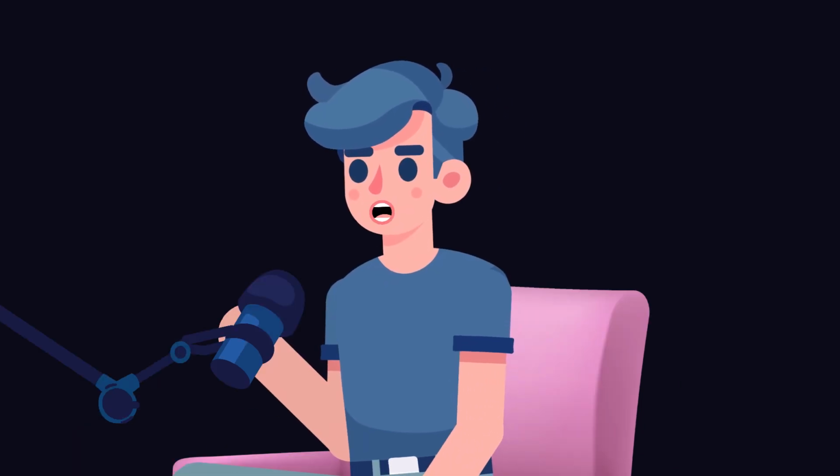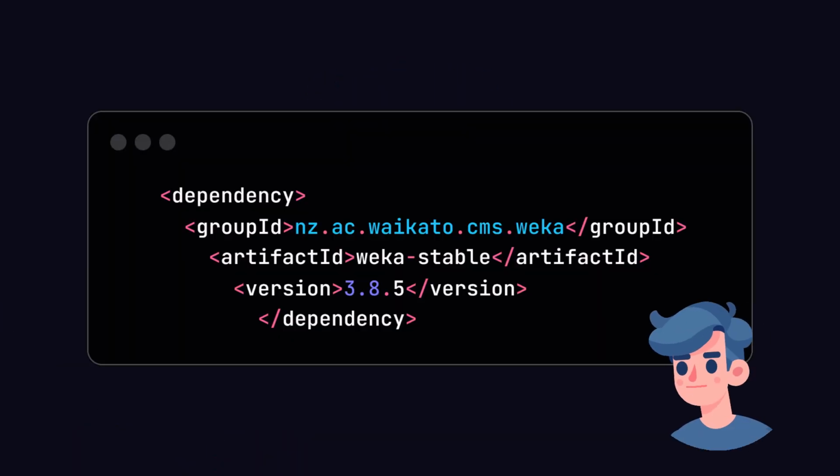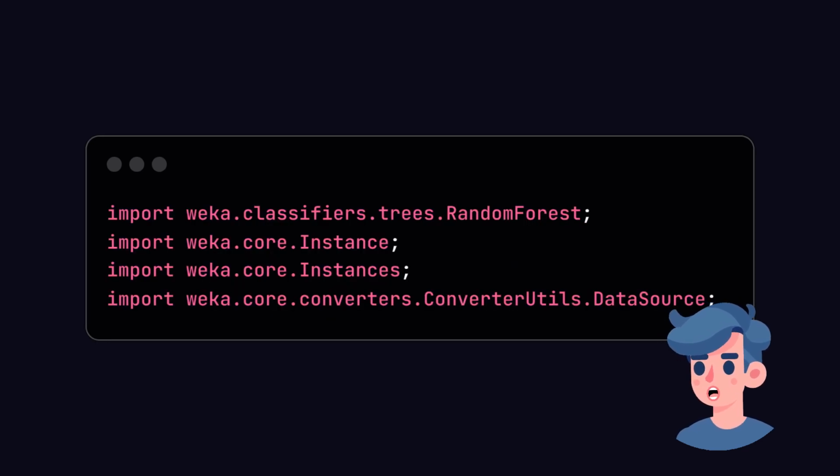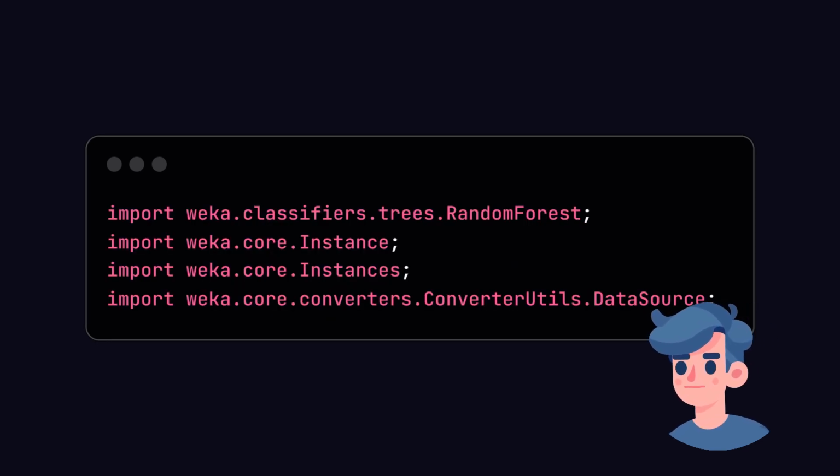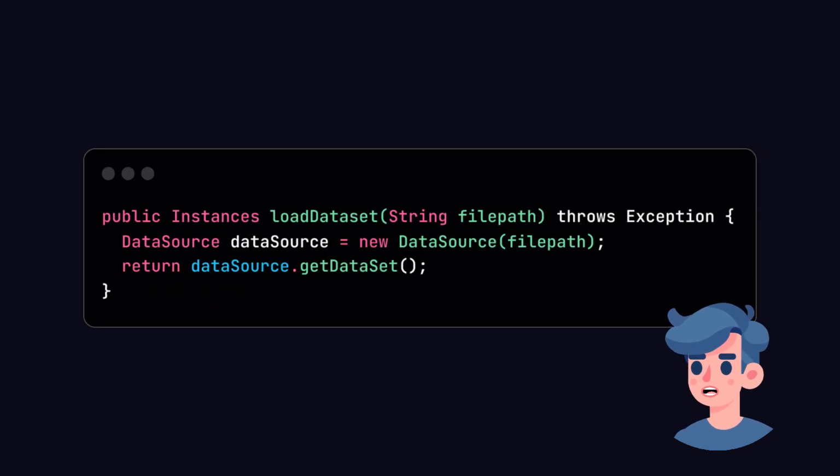Let's get our hands dirty with some code. First, ensure you have the required libraries in your Java project. For working with random forests, the Weka library is a great choice. You can download it from the official Weka website or include it as a Maven dependency. With that set up, let's move on to the code. First, we need to import the necessary classes from the Weka library. Next, we will create a method to load our dataset.